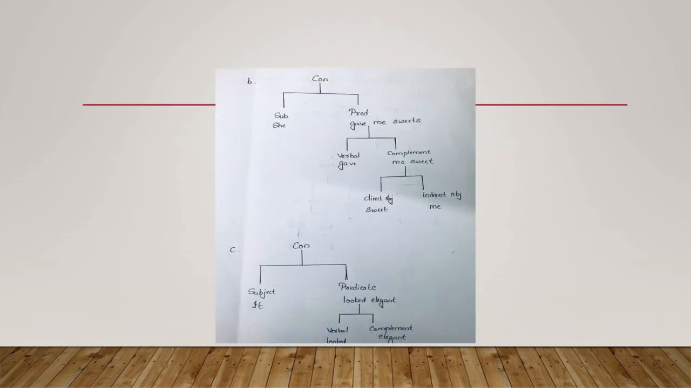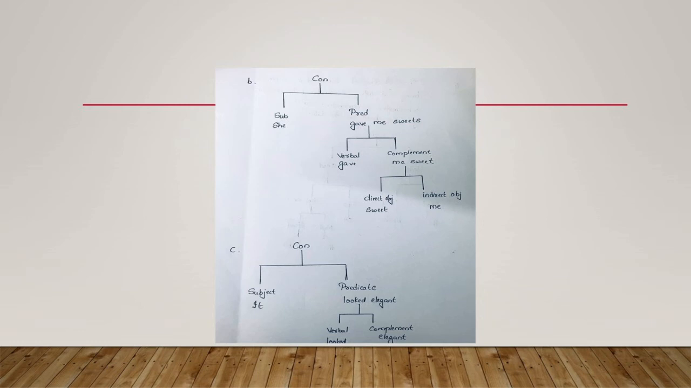Let's see more examples. She gave me sweets. So we have divided it into the subject and the predicate. "She" is the subject and the predicate is "gave me sweets". And let's take this construction, "gave me sweets". We can use the binary cut there, and it becomes the verbal, that is "gave", plus the complement, that is "me sweets".